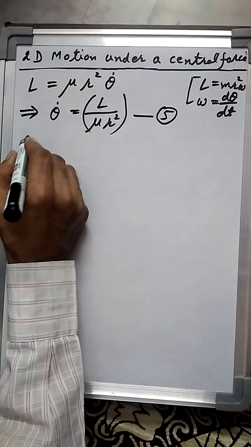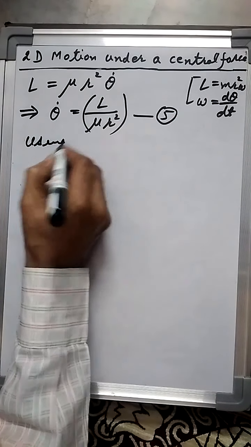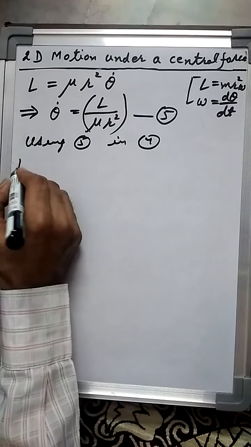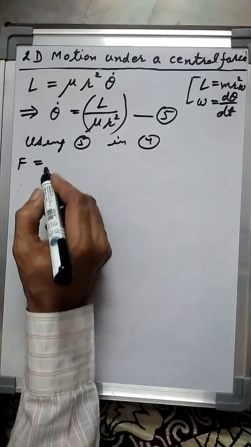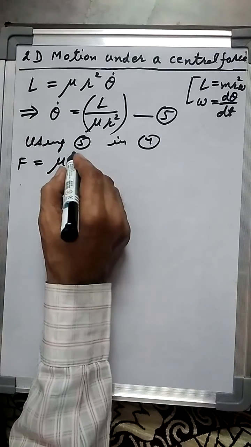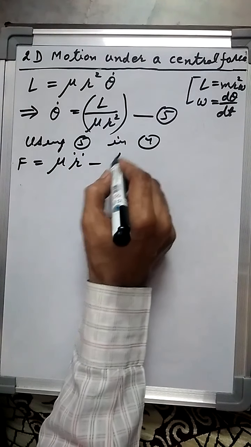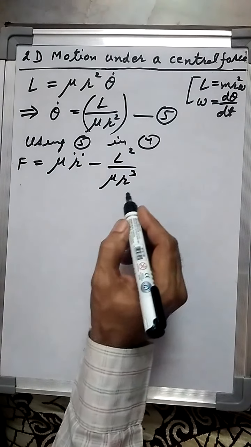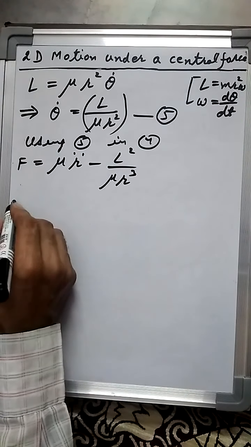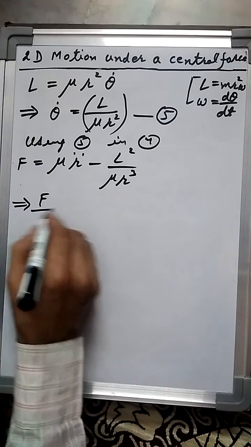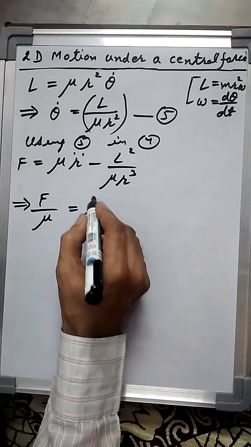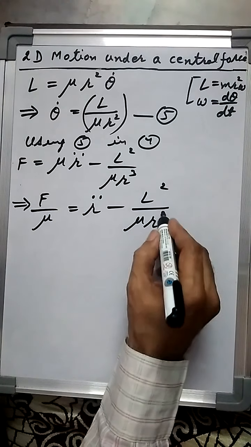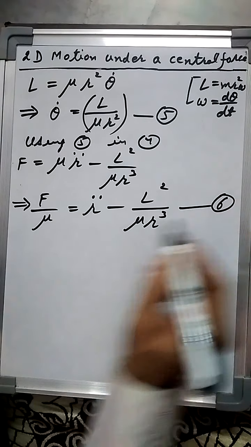Using 5 in 4, we can write F is equal to mu r double dot minus L square upon mu r cube. By dividing both sides by mu, we can write F upon mu is equal to r double dot minus L square upon mu square r cube. Let's call it equation number 6.